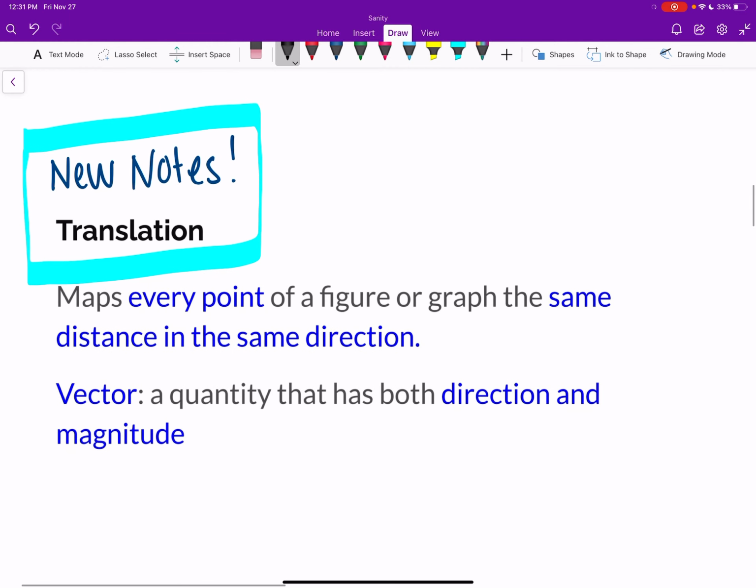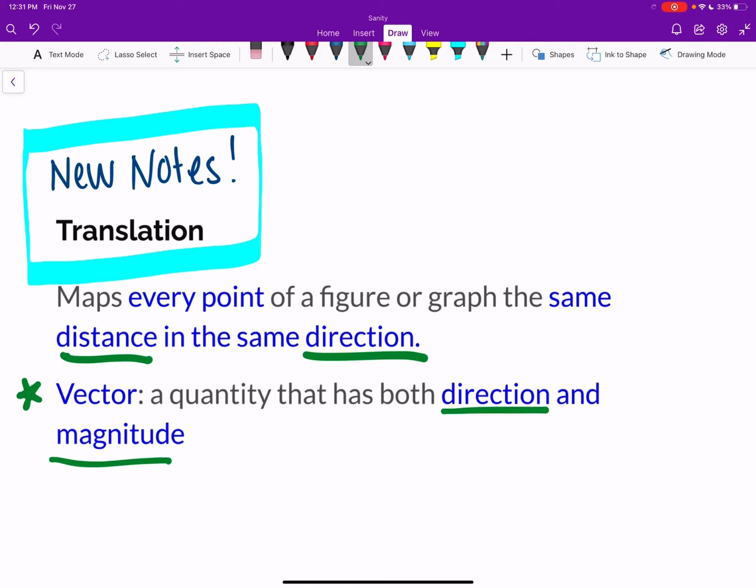So translation. Again, we talked about this as just moving something. The full definition of this is that it maps every point of a figure or graph the same distance in the same direction. Key words there are translation, you've got a distance, and you have a direction to go. For vector, we're going to talk about using vector components here. A vector is just a quantity that has both direction, again, keyword direction, and magnitude, which is basically another way to say distance, all right? So we're going to use vectors when we translate our points.